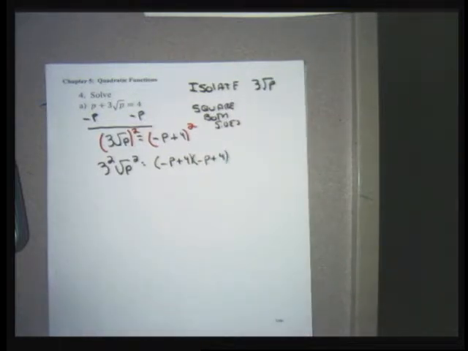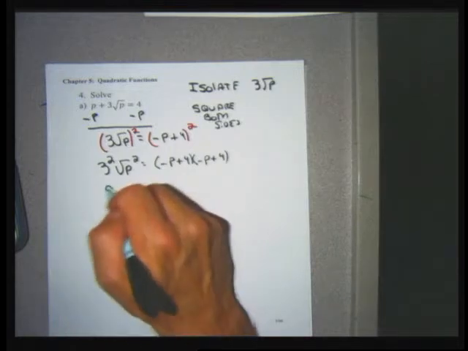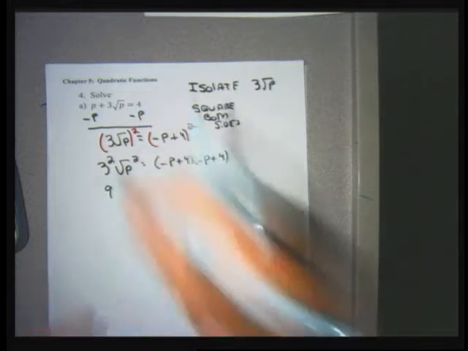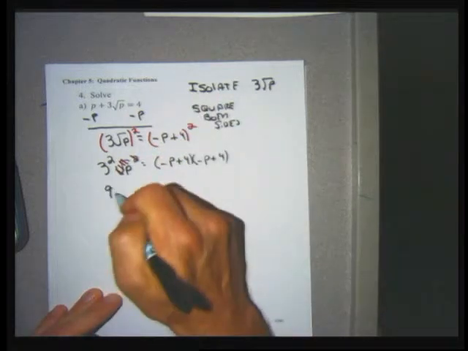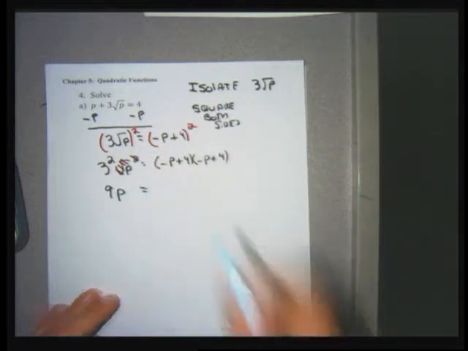So on the left side, I square the 3. 3 squared is 3 times 3, which is 9. And I square the square root of p, and square rooting cancels out a square root sign, and it leaves me just the thing that was being squared.